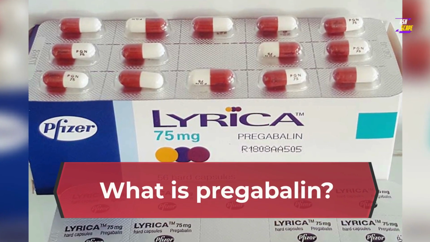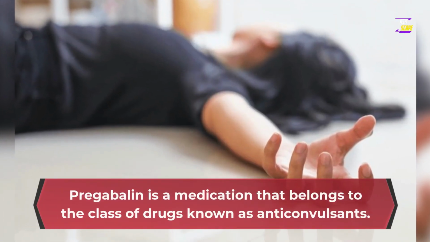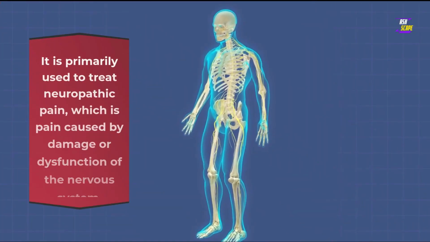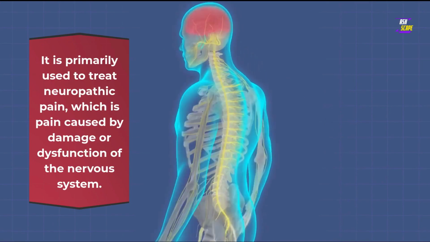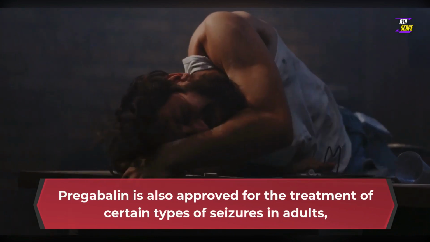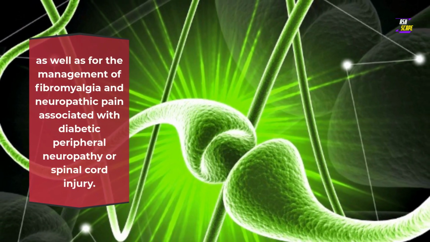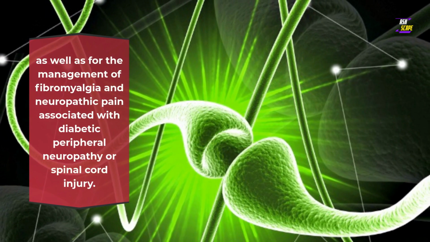What is pregabalin? Pregabalin is a medication that belongs to the class of drugs known as anticonvulsants. It is primarily used to treat neuropathic pain, which is pain caused by damage or dysfunction of the nervous system. Pregabalin is also approved for the treatment of certain types of seizures in adults, as well as for the management of fibromyalgia and neuropathic pain associated with diabetic peripheral neuropathy or spinal cord injury.